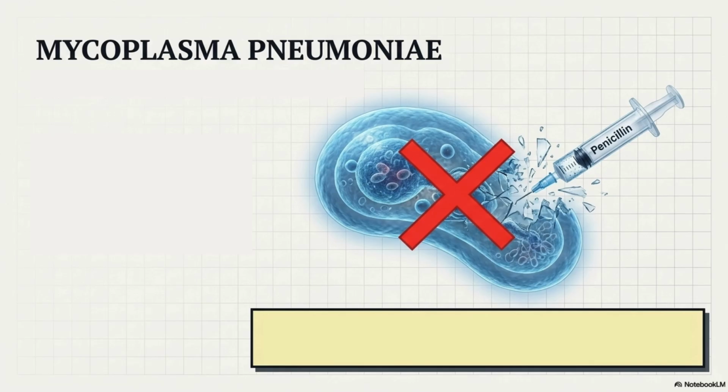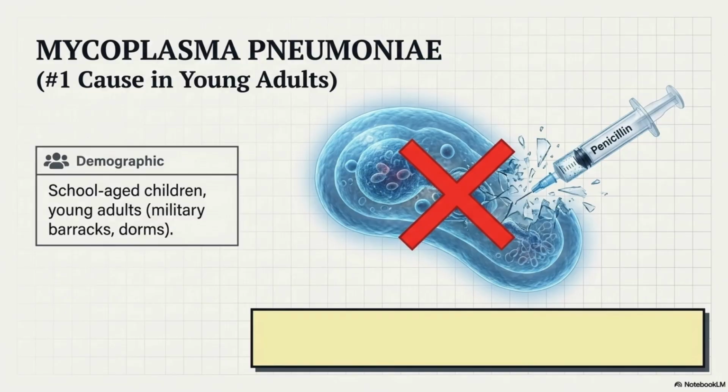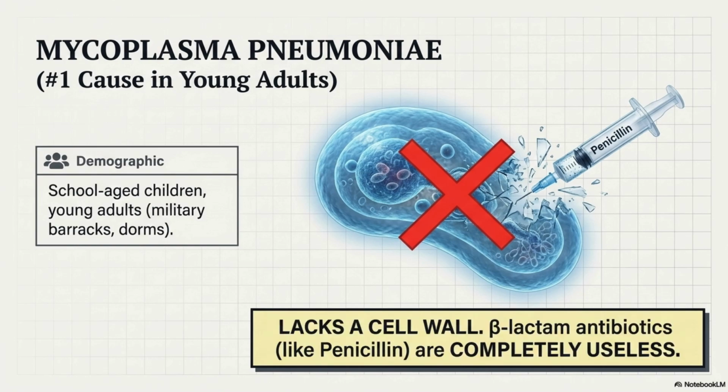Let's focus on Mycoplasma pneumoniae, which is the number one cause in young adults. The classic demographic includes school-aged children and young adults, particularly those in military barracks and dorms. The absolute most critical fact here is that it lacks a cell wall. Because of this, beta-lactam antibiotics like penicillin are completely useless.